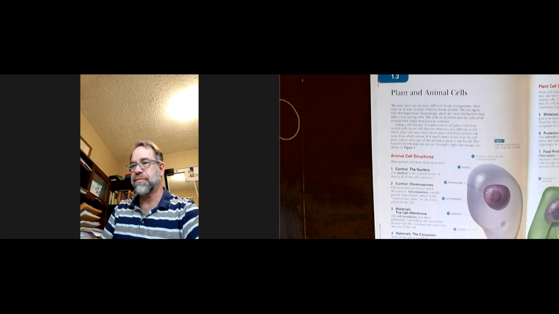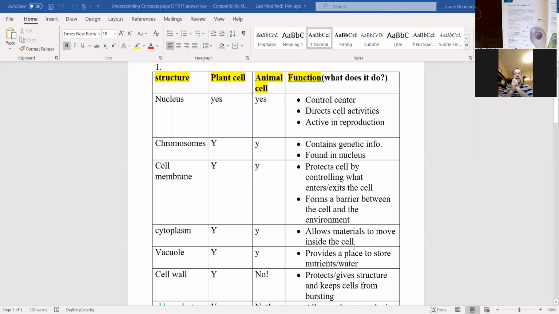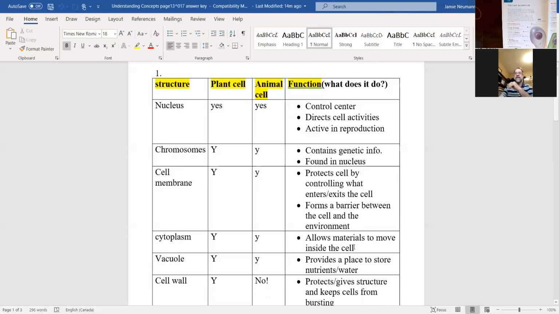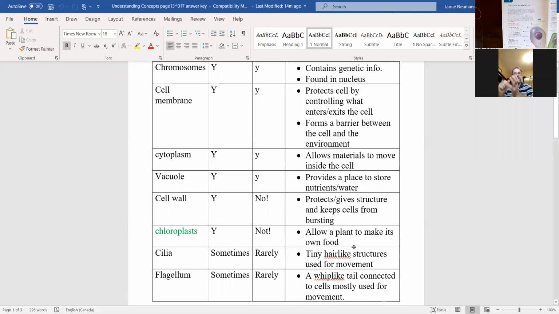Question number one, you needed to list all the structures that are found inside a cell that are capable of being seen with a regular compound microscope. So you had to answer, is it in a plant cell or not? So the nucleus, it's present in plants and animals. That's our control center. It's involved in directing the cell activities, reproduction. Chromosomes are found inside the nucleus. That's where your genetic material is contained. The cell membrane is found in both plants and animal cells.